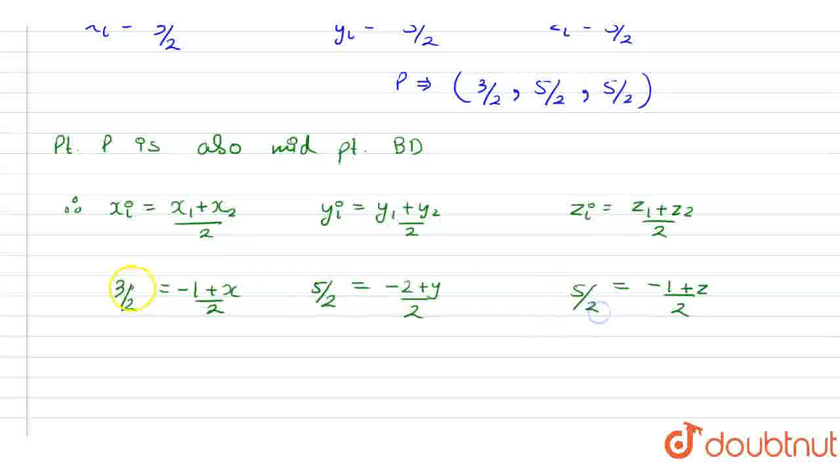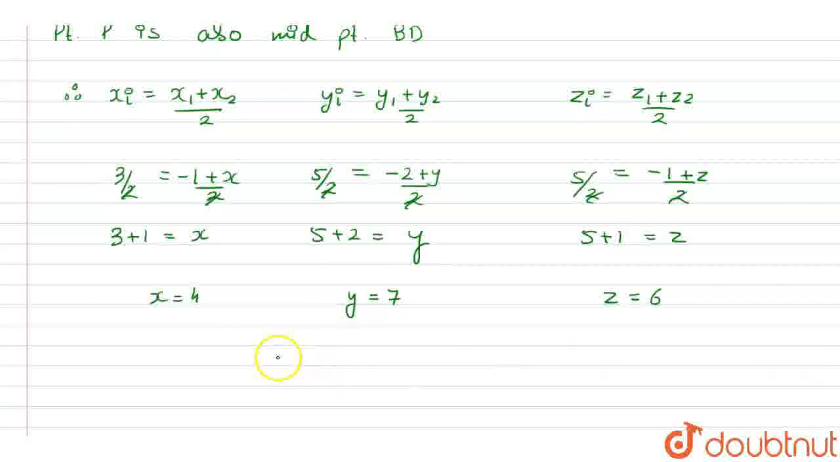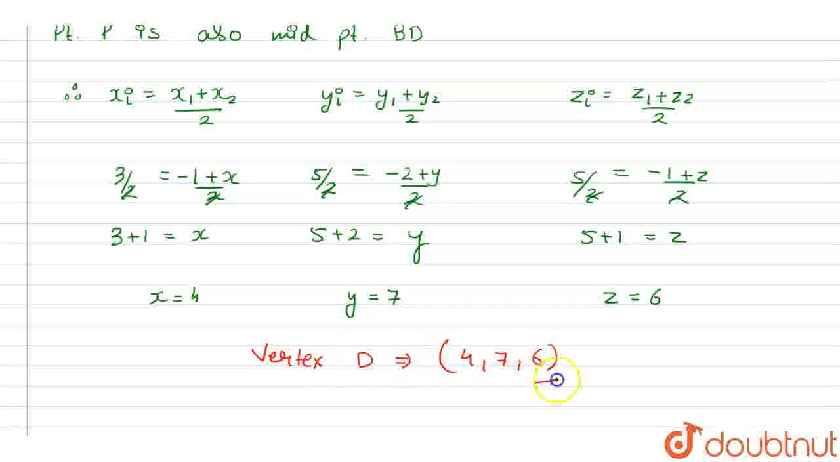Now we'll simplify this. The 2 will be cancelled by the 2 on each side. So 3 plus 1 will be equal to x, 5 plus 2 will be equal to y, and 5 plus 1 will be equal to z. If we simplify this, the value of x is 4, the value of y is 7, and the value of z is 6. Therefore the vertex D will be (4, 7, 6). So this is what we needed to find out.